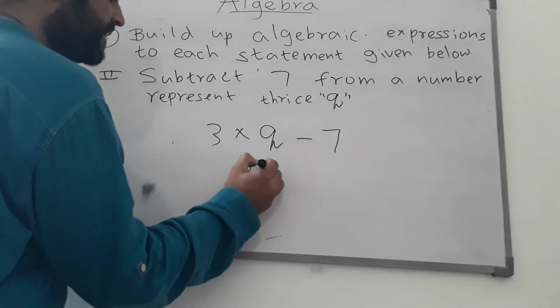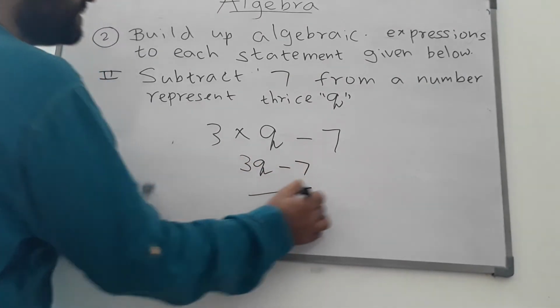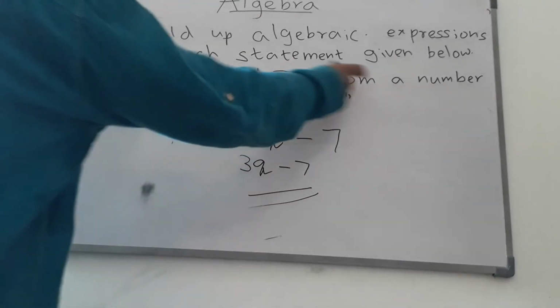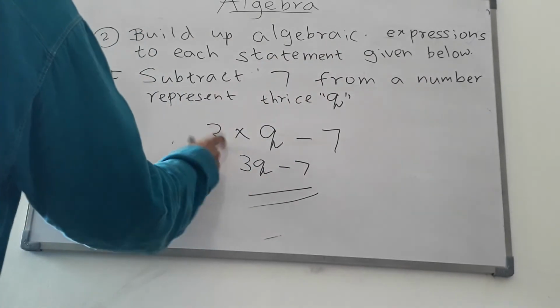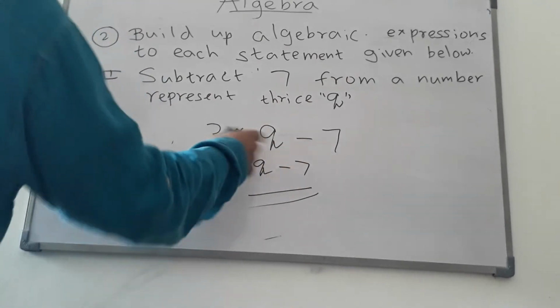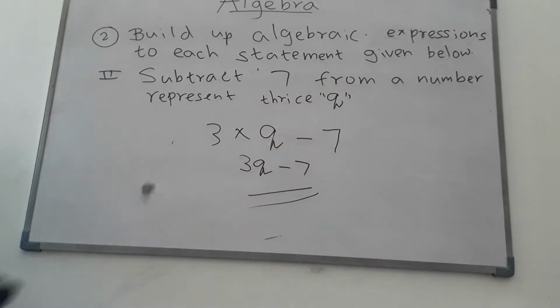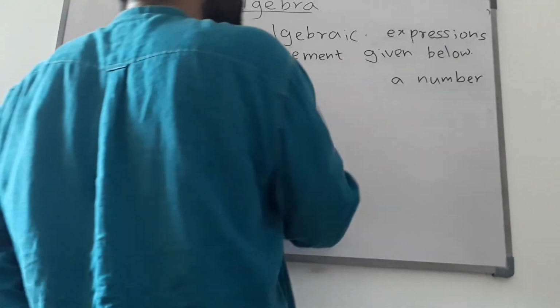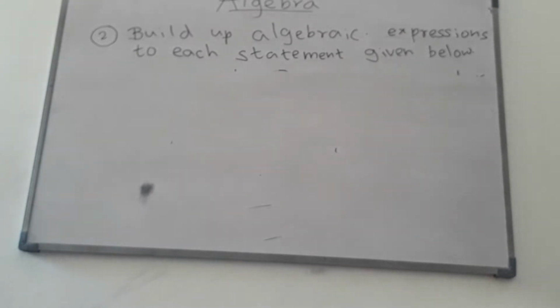3 times q means 3q minus 7. More than that we can't simplify. That is the answer. Subtract 7 from 3 times q. So 3 times q minus 7. Don't forget that as well. Next question. Add 10 to half of number r.